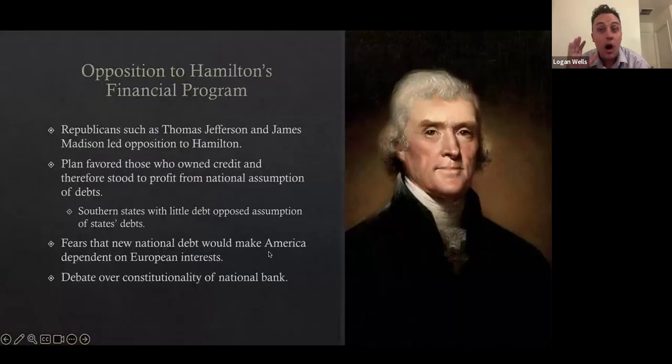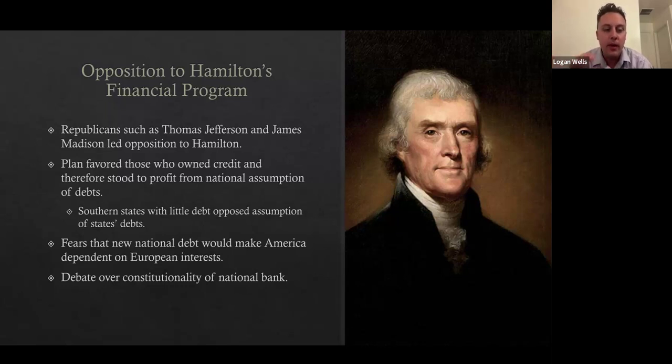Now, Jefferson was automatically opposed to Hamilton's financial program. Hamilton and the people who followed him were often called the Federalists. Jefferson and his followers called themselves Republicans. Don't confuse them with today's Republicans. It's a completely different political party. Later they called themselves Democratic Republicans. You had Thomas Jefferson and James Madison, who was serving in the House at the time. They both led the opposition to Hamilton.